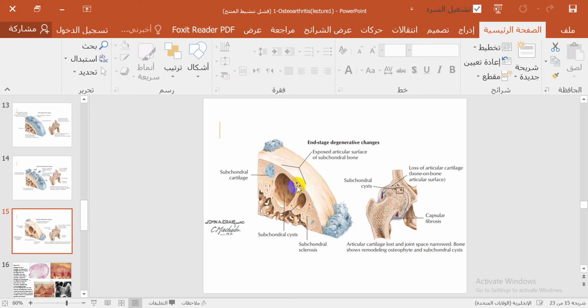Here, subchondral cyst formations because of the pressure of the fluid diffusing inside the bone. And here there is subchondral sclerosis due to the pressure effect. There is no shock absorption effect of the articular cartilage, so direct pressure on the subchondral bone leads to sclerosis of the bone.